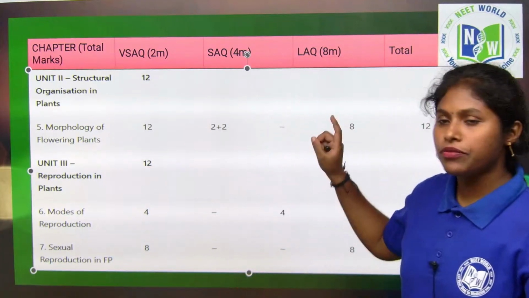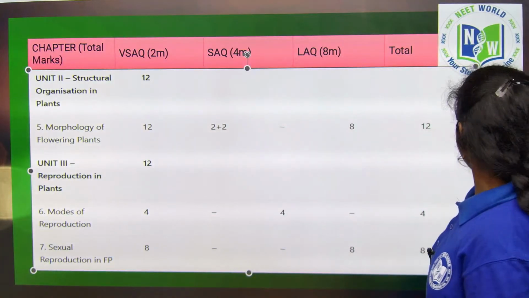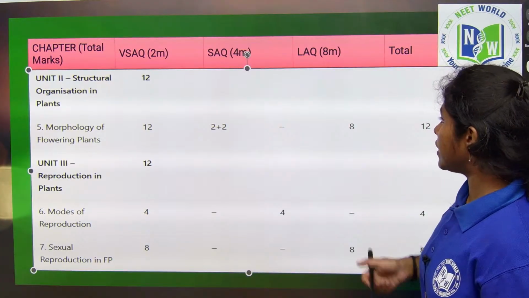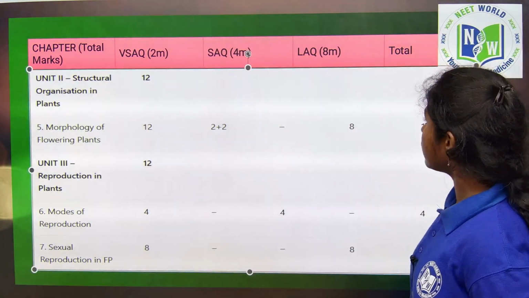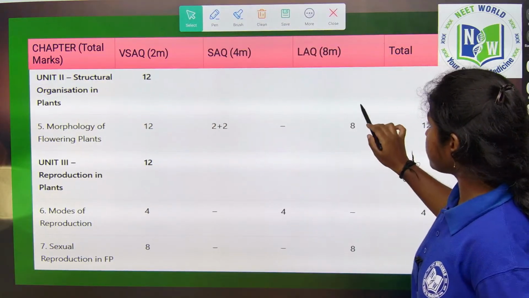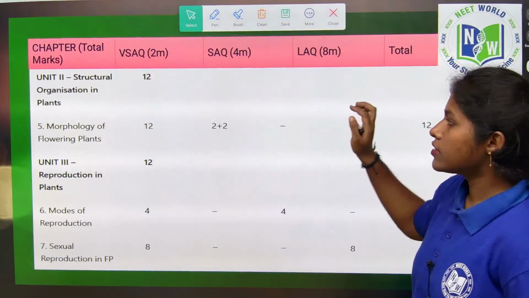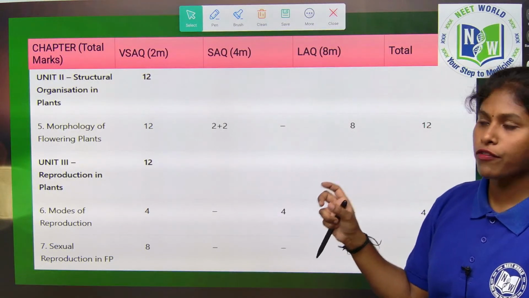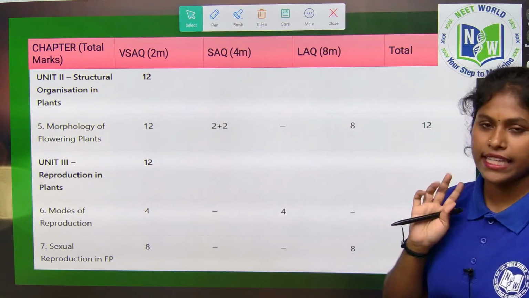One essay is blocked, right? You will get 1 essay directly from the second unit, which means Structural Organization in Plants. In the morphology of flowering plants you will definitely get 1 essay.